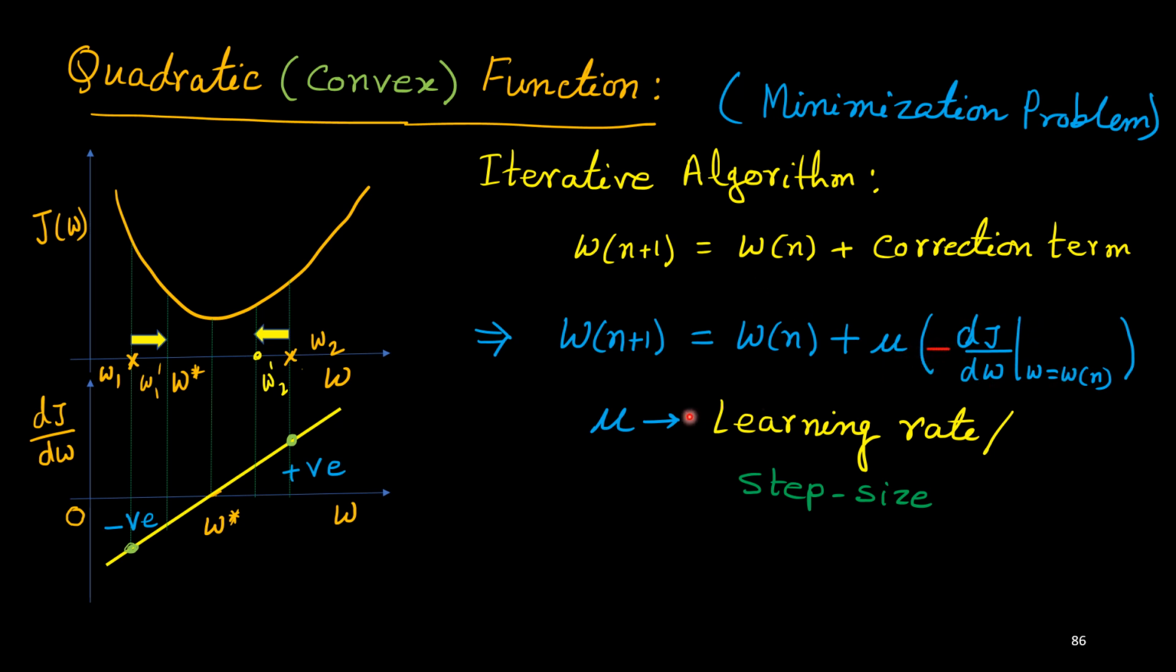Mu here, we can introduce as one learning rate. So in machine learning, mu is called the learning rate. And in adaptive signal processing, generally we call it the step size. This terminology is different for different researchers, because someone considers this correction term as the learning step. They are calling it the learning step total. But in this lecture we will consider that mu is only the learning rate or step size, and this is the total step. Correction term is the total step.